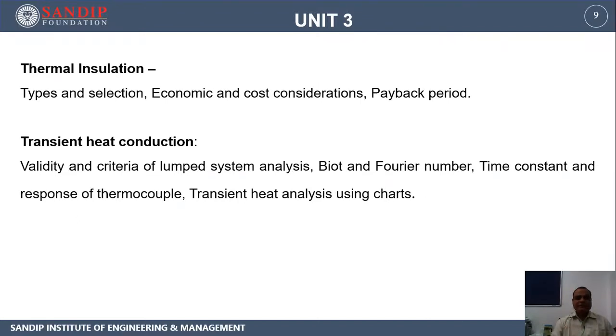And in that case, how we can solve the problem? There are certain methods, the lumped heat system analysis we are going to apply. We are going to define dimensionless numbers like Biot number, Fourier number, their physical significance. We are going to talk about the time constants and the response of the thermocouples, transient heat analysis by using the charts. So we are going to talk about the Heisler and Grober charts for finding out the transient heat conduction rates.